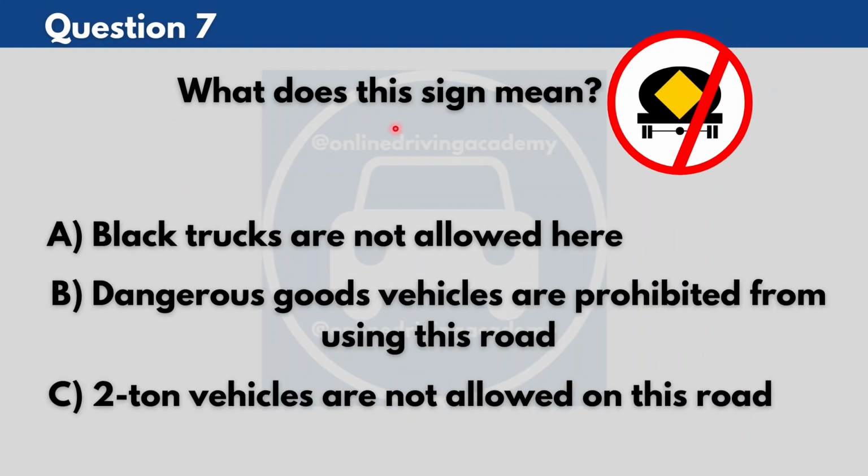Question 7. What does this sign mean? Now we can see a red line going through, so automatically prohibition. And then we can see a truck that is carrying dangerous goods, right? Hazardous goods. So is it option A? Black trucks are not allowed here. Is it option B? Dangerous goods vehicles are prohibited from using this road. Or is it option C? 2-ton vehicles are not allowed on this road. Correct answer will be option B.